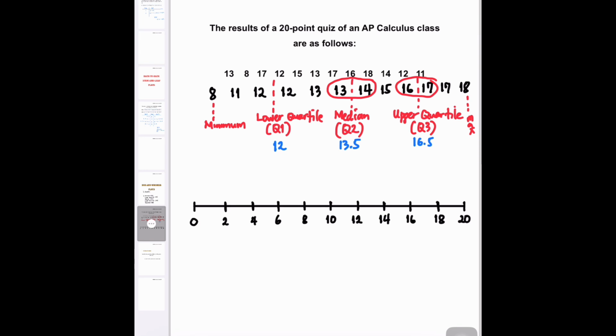So we can start with the minimum, and then the maximum is 18 here. So the next one is the lower quartile. So the lower quartile is here. And then the upper quartile is 16.5. So 16.5, this is 17. 16.5 is somewhere here. The median, 13.5.